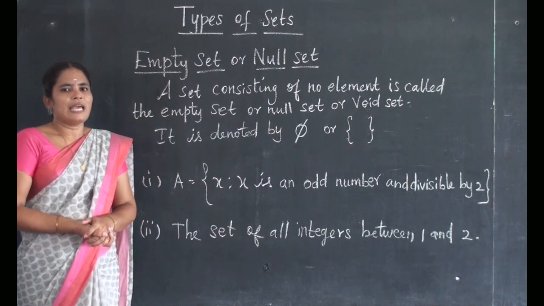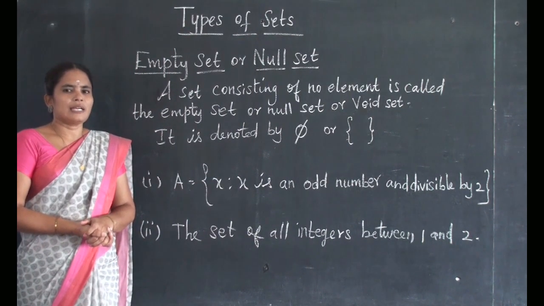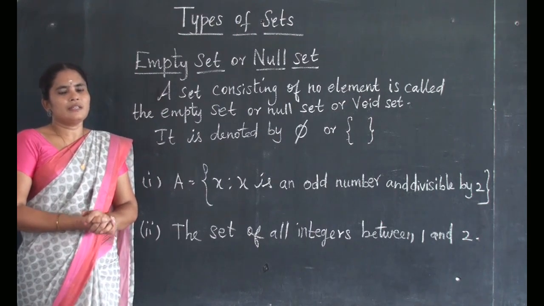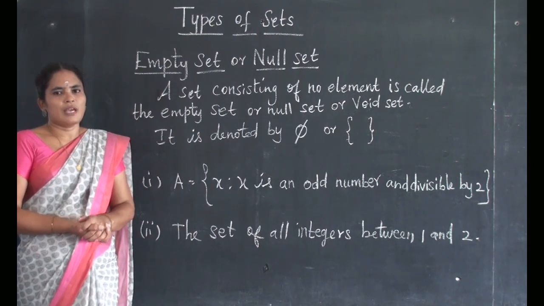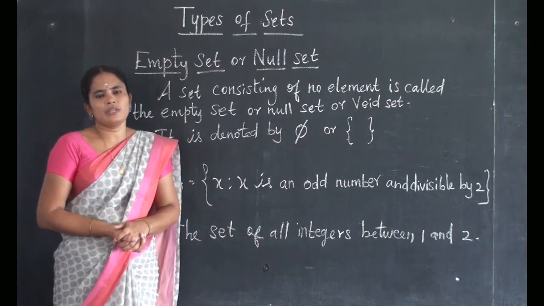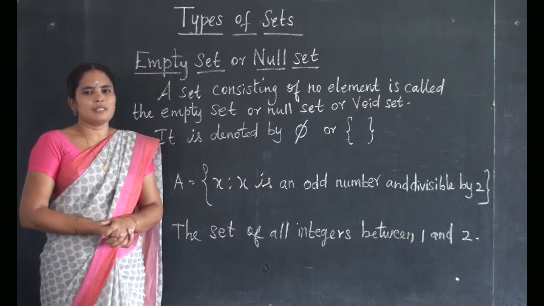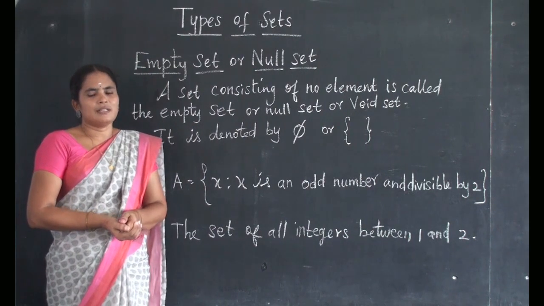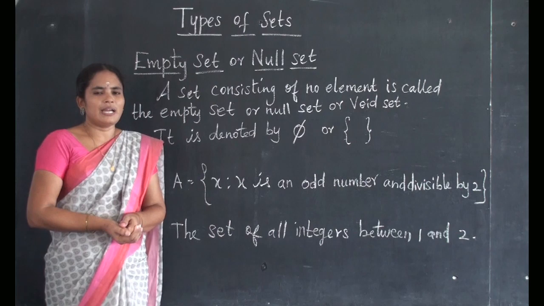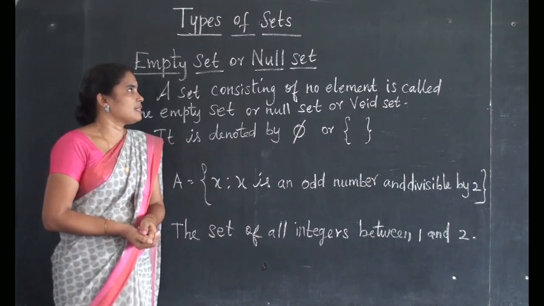Hi students, in exercise 1.1 we have learned what a set is, the collection of sets and the representation of sets. Now let us see the types of sets. Before going to types of sets, let us understand what an empty set is. The empty set deserves something very special and it has a special symbol too.